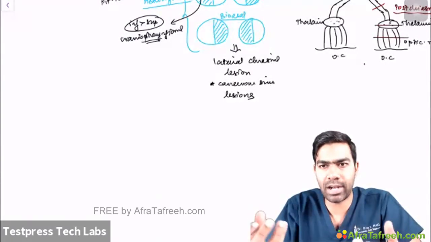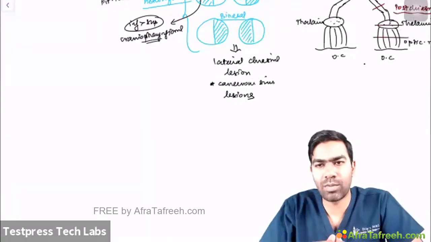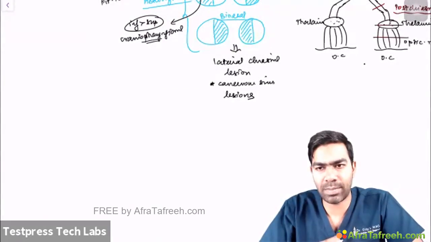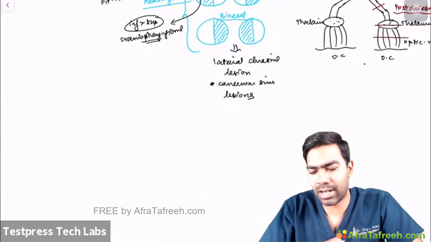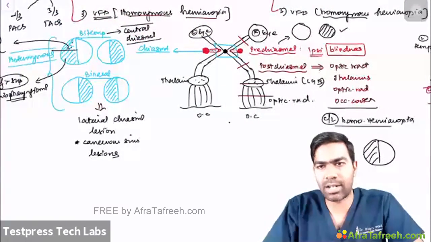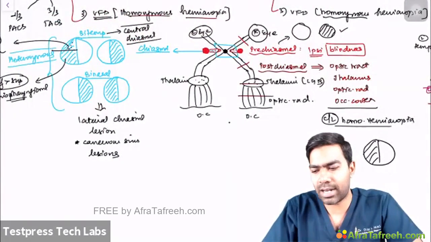So you can get a bilateral weakening of the ICA wall, which can produce an aneurysmal enlargement resulting in compression of the chiasma from the lateral aspect, resulting in a lateral chiasmal lesion producing a binasal hemianopia. So now you know: bitemporal means central chiasmal, binasal means lateral chiasmal lesion.